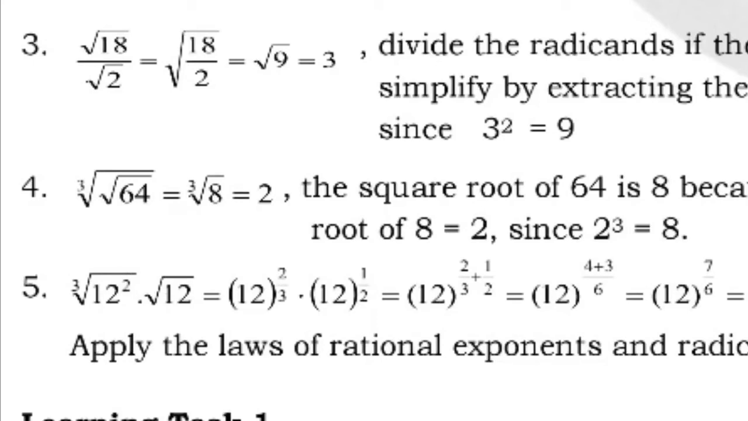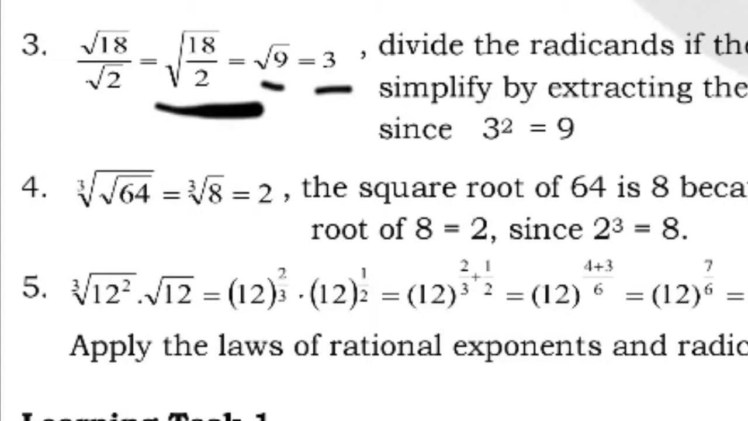Number 3, square root of 18 over square root of 2. So they are just the same index 2. So we can just combine the 2. So we can have that one as square root of 18 over 2. So 18 over 2 is 9. So square root of 9 is 3.